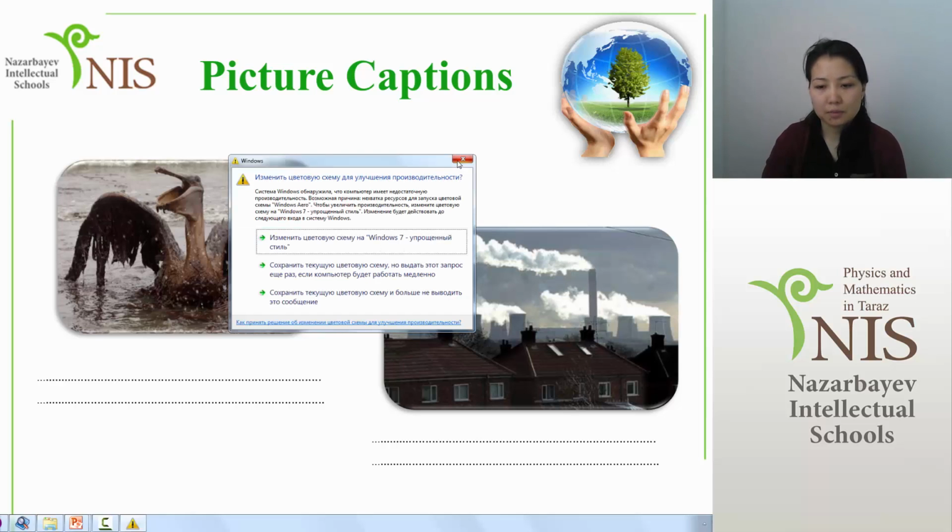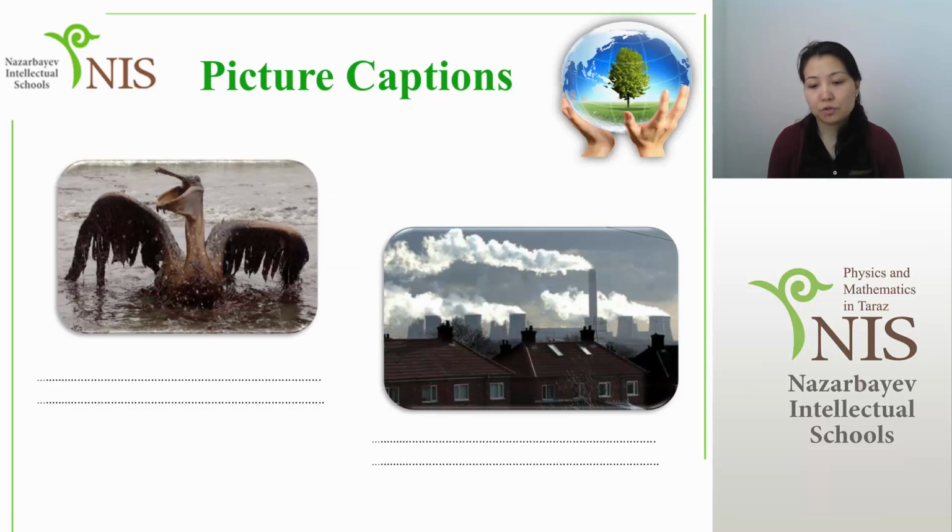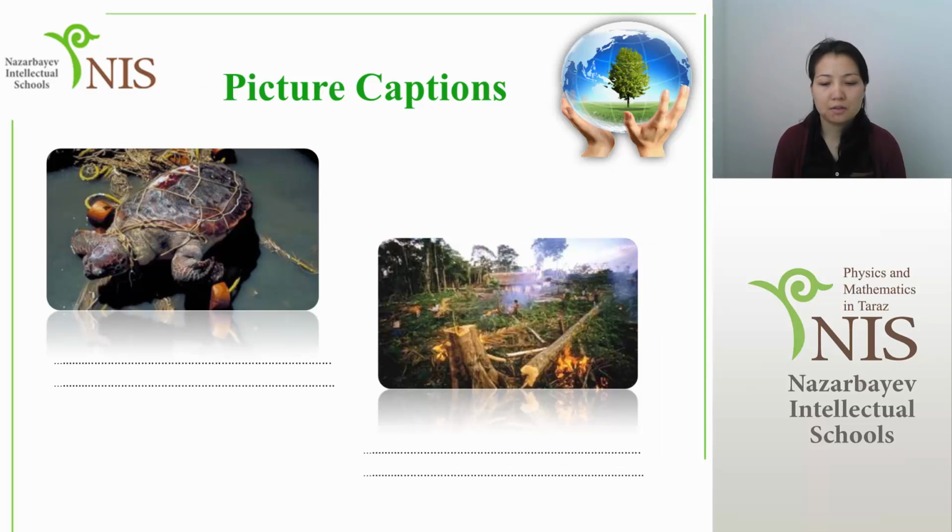The next picture describes air pollution, smoke from factories damaging the environment, exactly the air, and causing some diseases. For the next picture, students have to say that cutting down tropical rainforests also destroys our environment, and a tree is a source of oxygen, and we should plant more trees instead of cutting them down.